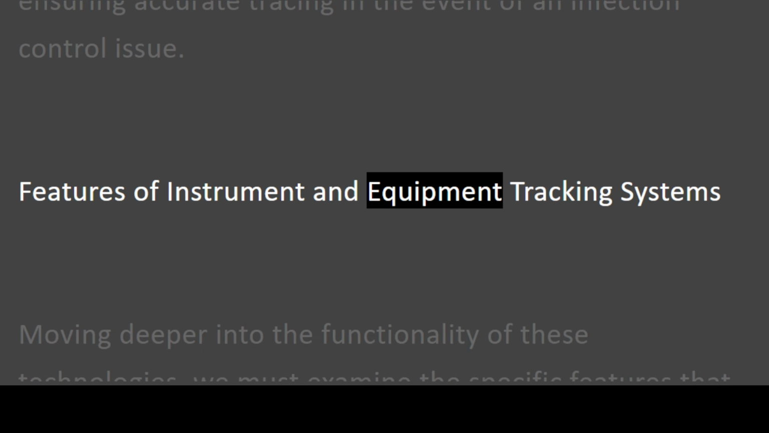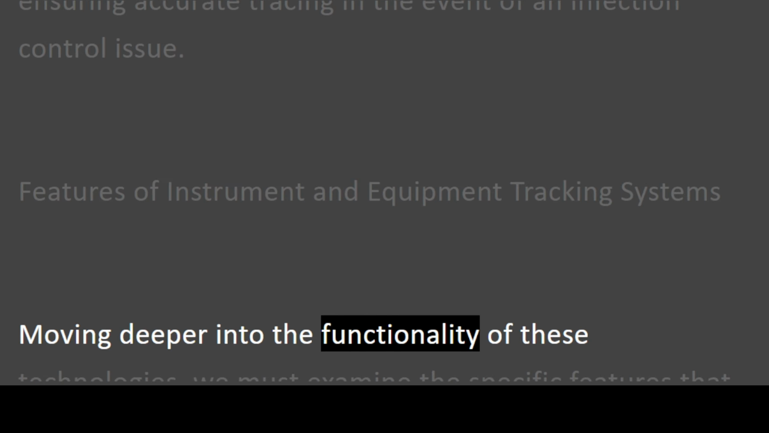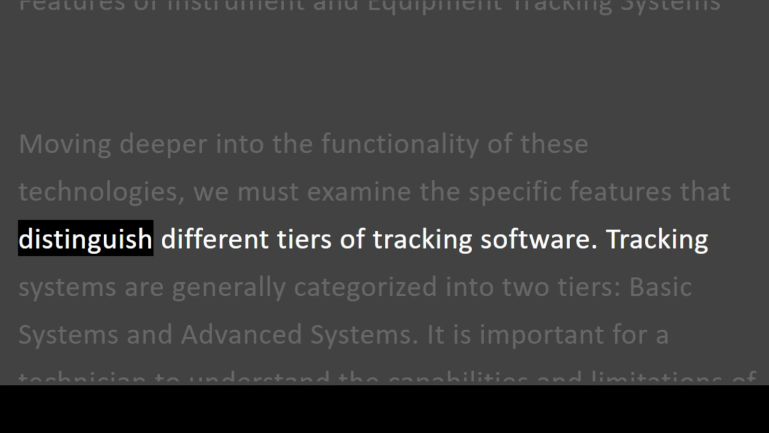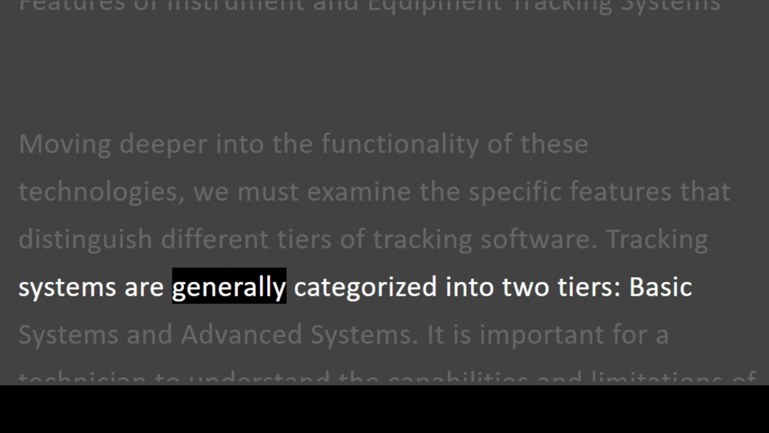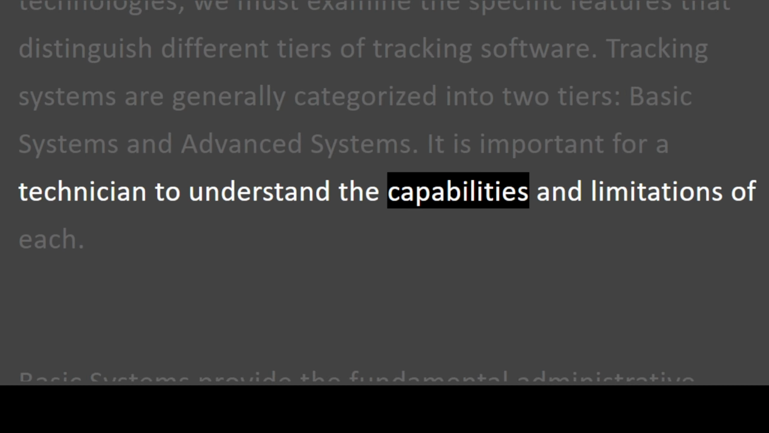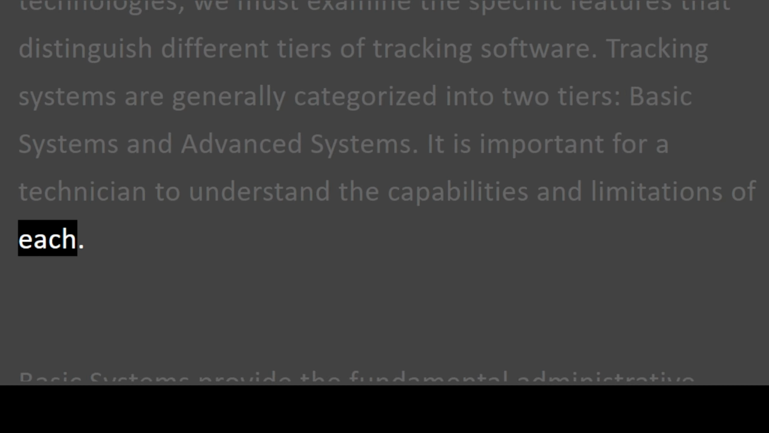Features of instrument and equipment tracking systems. Moving deeper into the functionality of these technologies, we must examine the specific features that distinguish different tiers of tracking software. Tracking systems are generally categorized into two tiers: basic systems and advanced systems. It is important for a technician to understand the capabilities and limitations of each.